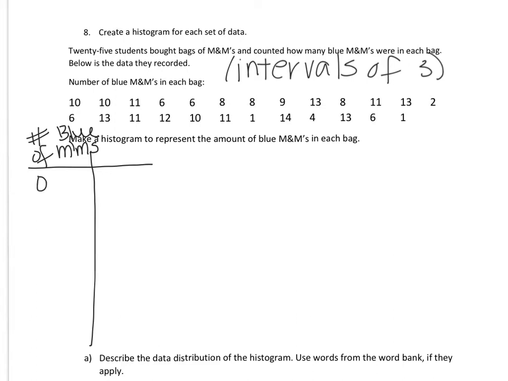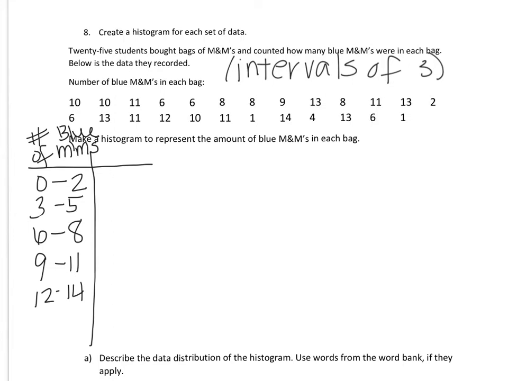So it would be 0 to 2, 3, 4, 5, 3 to 5, 6, 7, 8, 6 to 8, 9, 10, 11, and then 12, 13, 14. Okay, so those are my intervals. Then I'm going to do tallies to count.